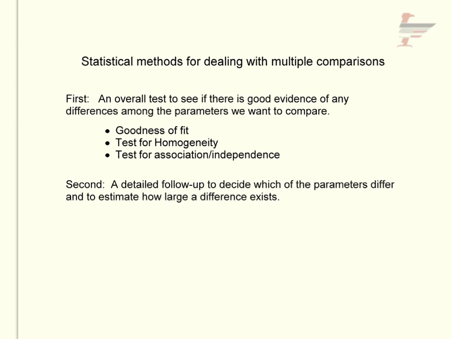So a little recap here on the statistical methods for dealing with multiple comparisons. First, when we are doing multiple comparisons, we are going to look at an overall test for the data to see if there's any evidence of differences among the parameters, in this case proportions, that we want to compare. And after you run that test, the second thing you might want to do is a detailed follow-up to decide which of the individual parameters differ and estimate how large of a difference actually exists.